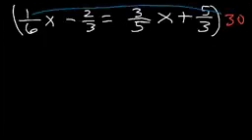So what's 30 times 1 over 6x? 30 divided by 6 is 5. So this is going to change to 5x. Now what about 30 times 2/3? 2 times 30 is 60. 60 divided by 3 is 20. Or we could say 30 divided by 3 is 10. 10 times 2 is 20.